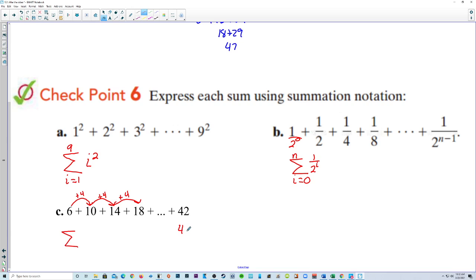let's say 4 times I, because we're using I. But if we plug in 1, we get 4, and when I plug in 1, I want to get 6. So we have 4I plus 2. Now if I plug in 1, I'm going to get 6. So I equals 1, 2, and we'll decide how far we have to go. This is going to be 4I plus 2. We're going to have to go to 10, because 10 times 4 is 40, plus 2 is 42. So we're going from 1 to 10. Now that's a linear relationship. It's increasing by 4 every time.